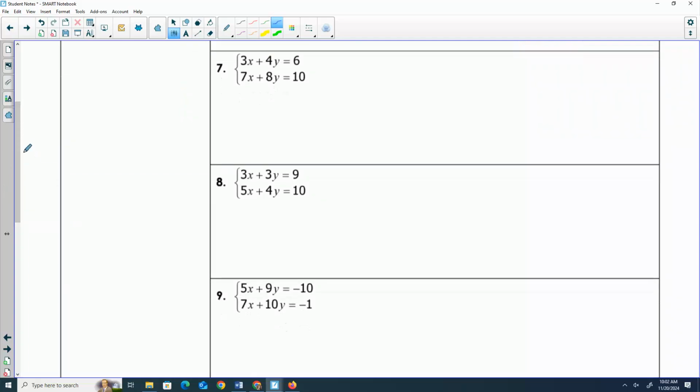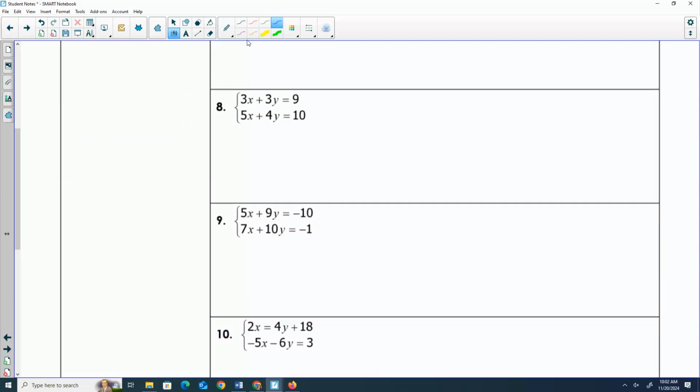I want to look at problem 8. And everyone needs to pay attention here, because this one's a little bit different. When I look, can I just multiply the top one by something and get my x's to cancel? No. Can I do it with my y's? No. So in this problem, for the first time, we are going to have to take both equations times something. All right, we start by picking which variable we want to cancel. It does not matter. So, y.